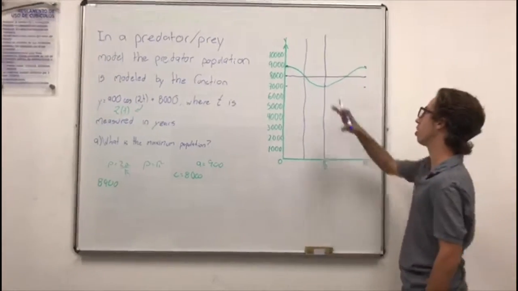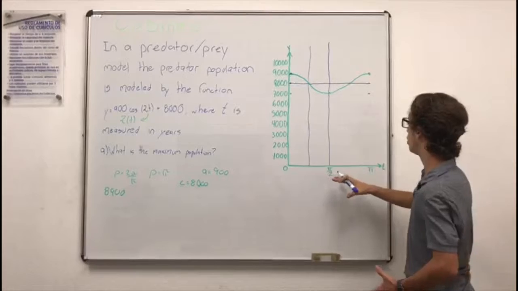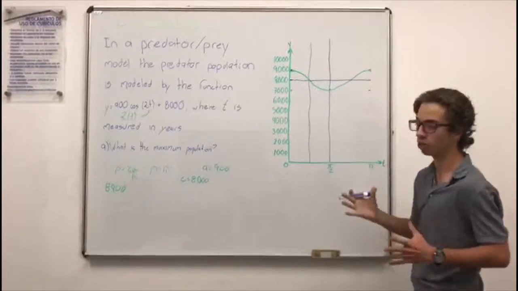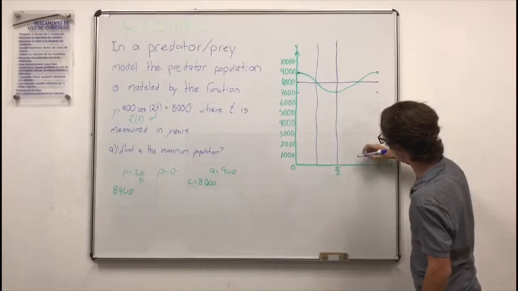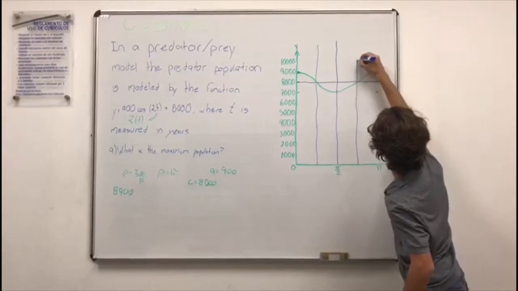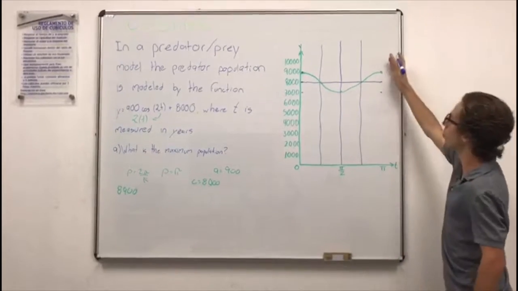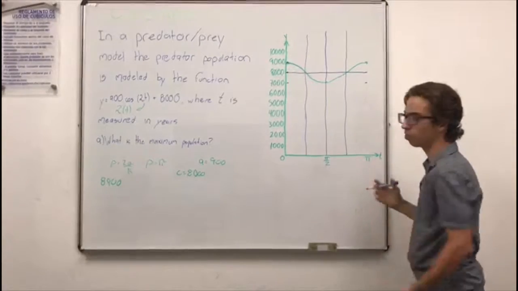And then the graph goes all the way back. In around some time later, after 1 point something years, we will have again the same amount of predators as we had at this time. So let's draw another line here. And we will go back to where we started after the period of time has been completed.